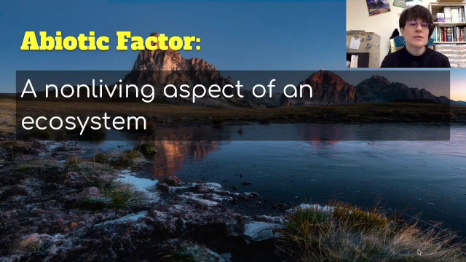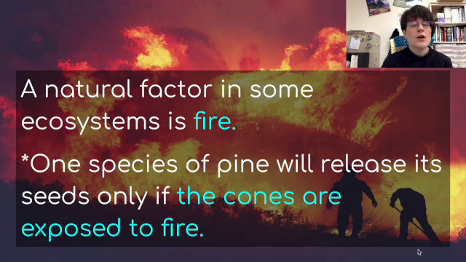In ecosystems, there are abiotic factors. An abiotic factor is a non-living aspect of an ecosystem. So first we're going to take a look at those things that are non-living that affect an ecosystem. One of those things is fire. So a natural factor in some ecosystems is fire.